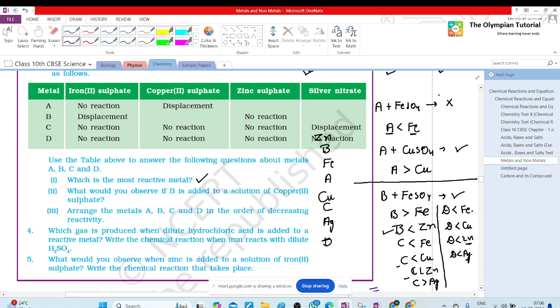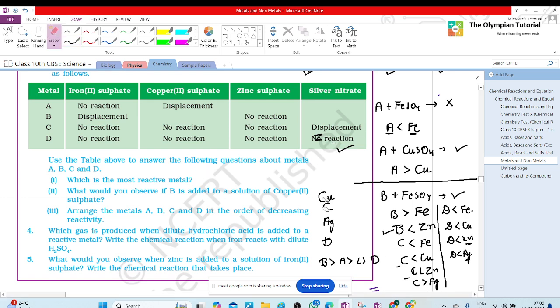Now, which one is the most reactive metal? B. What would you observe if B is added to a solution of copper sulfate? It would displace copper. Very good. Next, arrange the metals A, B, C, D in the order of decreasing activity. B, A, C, D. Very good.